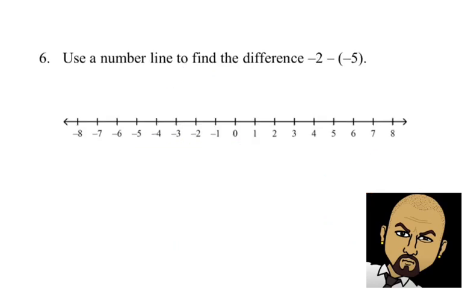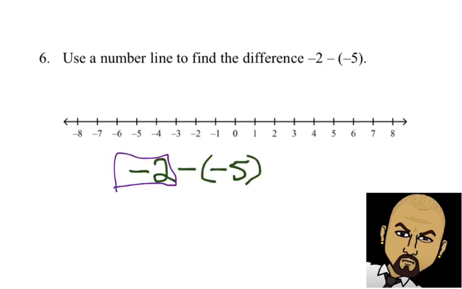All right, let's take a look at negative 2 minus negative 5. Again, copy the problem down. Box your term, which is negative 2. That's your starting point. Negative 2 means you're subtracting 2. That's multiple meanings. We'll talk about that in class.